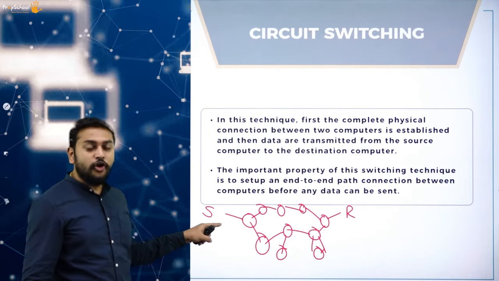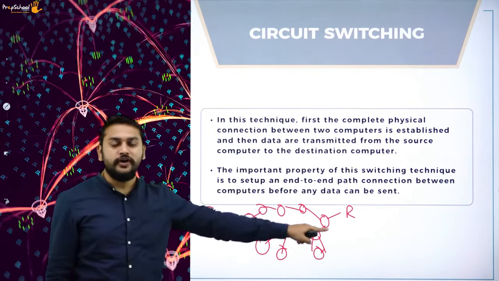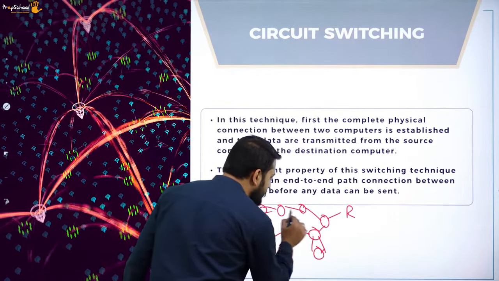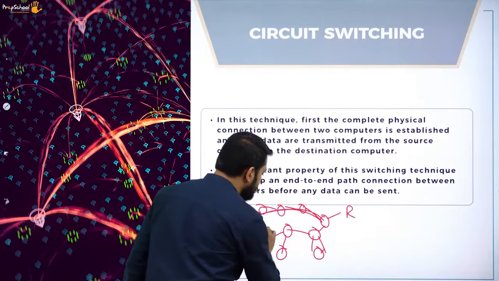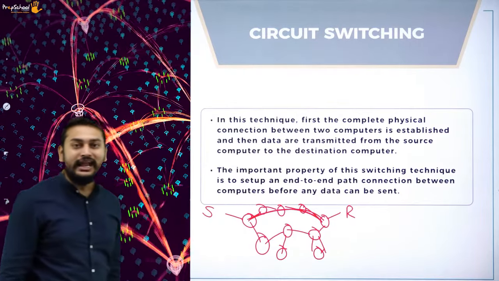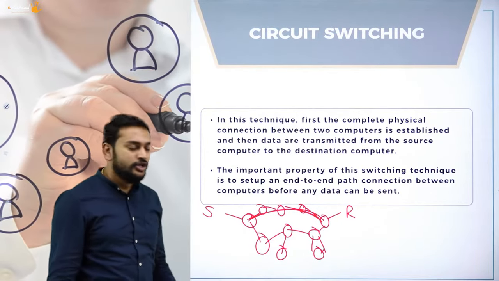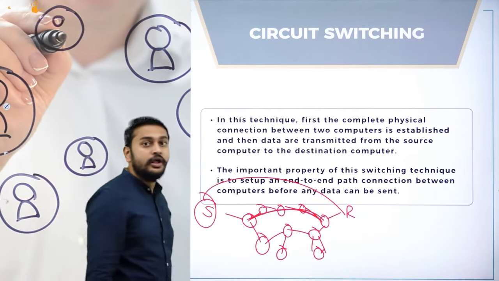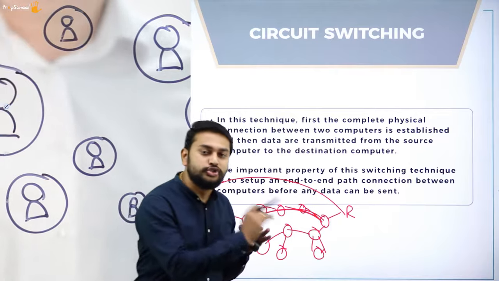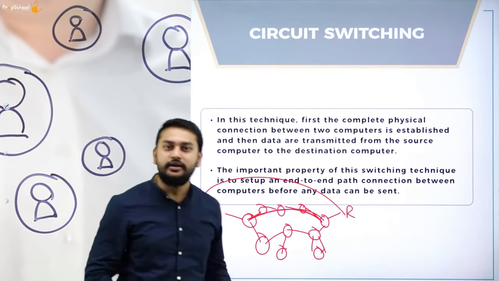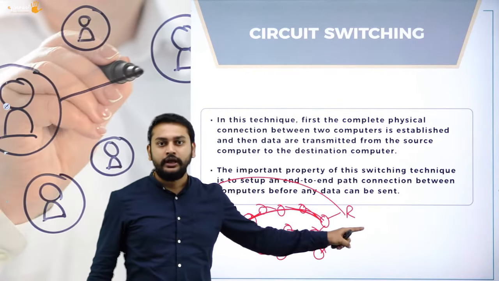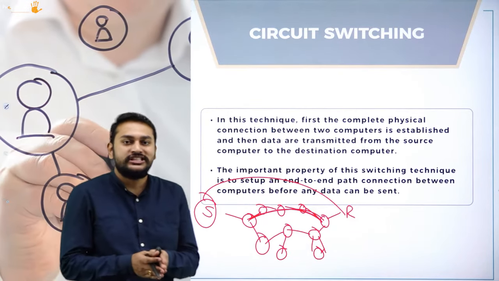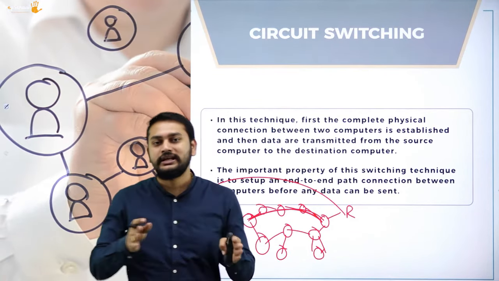If the sender wants to send data to the receiver, what exactly happens? This will establish a dedicated virtual channel. Whatever data the sender wants to send to the receiver will be transmitted with the help of this virtual dedicated channel. Once the data is transmitted, the virtual channel will be discarded.